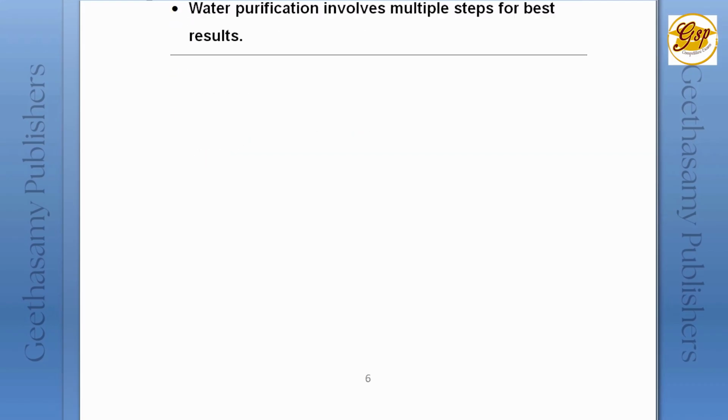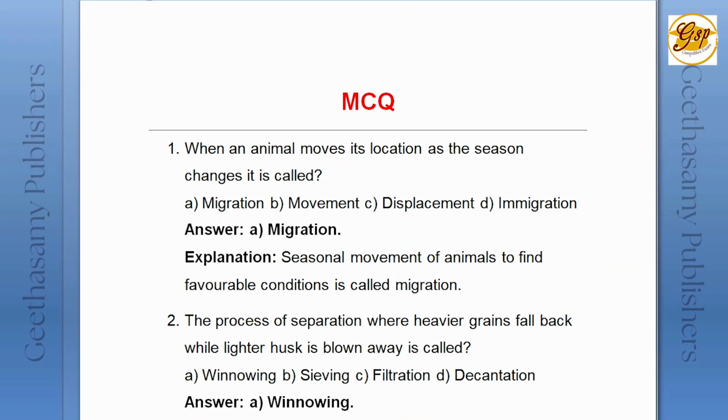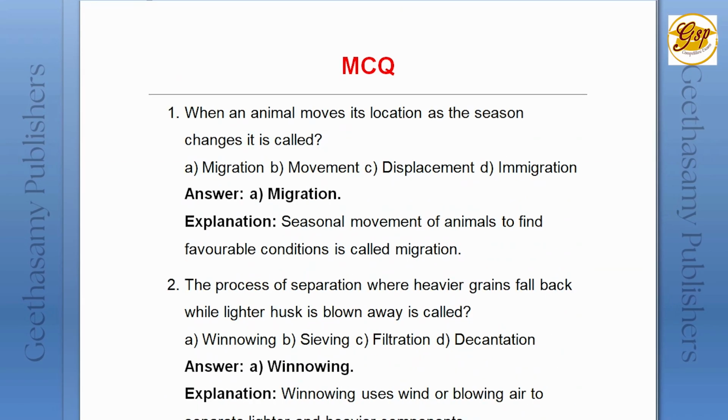And following are the multiple choice questions. So we'll go through the multiple choice questions. There are around 48 questions, I think, around 50 questions. So maybe 30 minutes it will take. Fine. The first question: when an animal moves its location as the season changes, it's called migration, movement, displacement, or immigration.